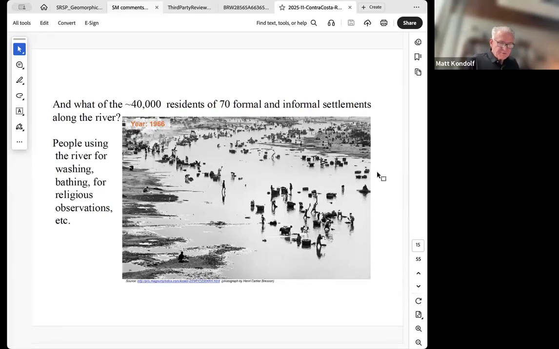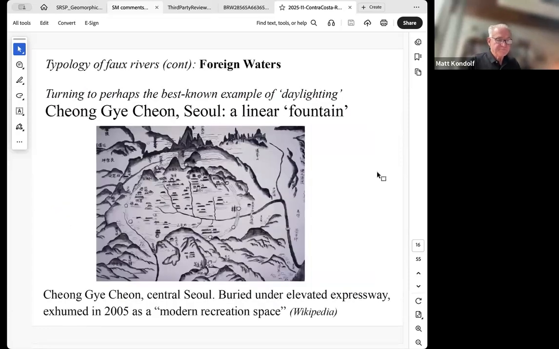14,000 of the displaced residents were moved to a new settlement about an hour outside of the city, in a kind of mosquito-infested swamp. Nothing for them to do economically. So there were a lot of sad equity concerns that came up with this. But it's another example of a river with imported water and kind of a fake river, because it's impounded and it stays the same all year long.